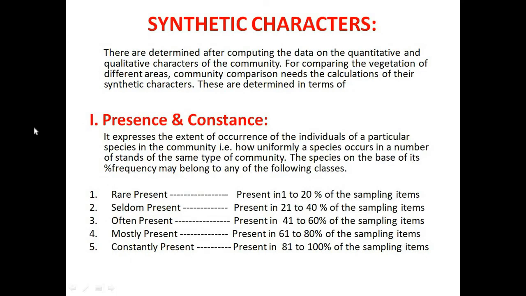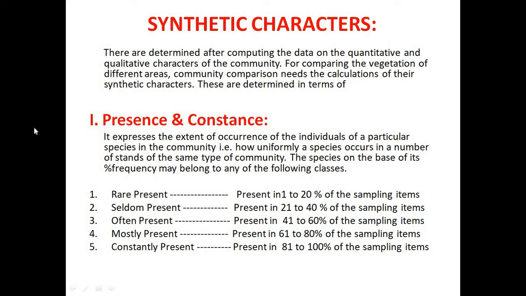And the major second group is synthetic characters. These are determined after computing the data on the qualitative and quantitative characters of the community. For comparing the vegetation of different areas, community comparison needs the calculation of their synthetic characters. So these are determined in terms of, first, presence and constancy. This expresses the extent of occurrence of the individuals of a particular species in the community, how uniformly a species occurs in a number of stands of the same type of community. The species on the basis of its percentage frequency may belong to any of the following classes.